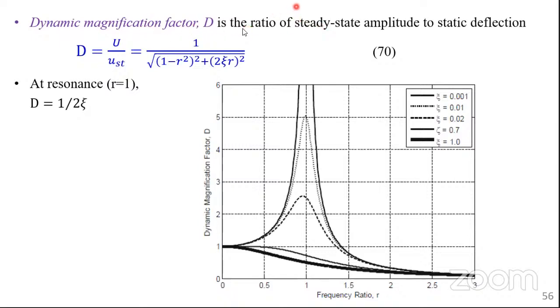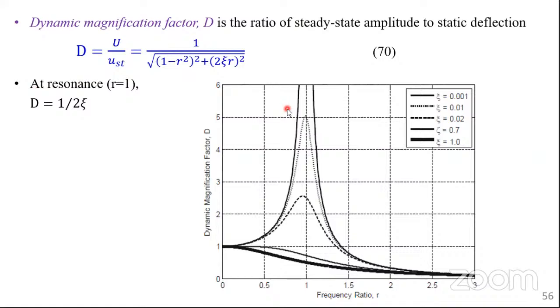And this is the ratio of the steady state amplitude to static deflection. As you can see, the dynamic magnification factor is the amplitude of the response divided by the static deflection. Remember, static deflection is like when you say F equals K delta, Hooke's law, that delta. By using the ratio, our equation simplifies as shown here, so the dynamic magnification factor can be expressed as shown.